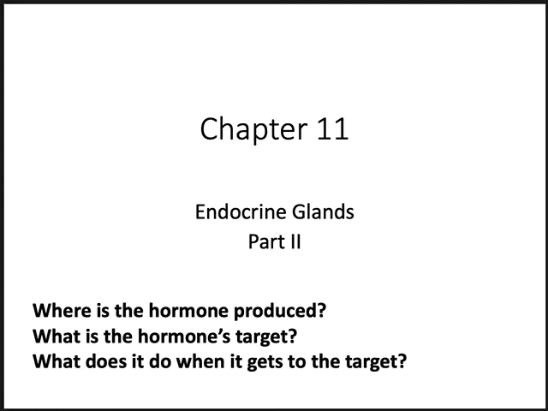Okay, so now we're going to finish chapter 11. We're going to talk about about 20 different hormones. You need to be able to tell me where it's produced, what's the target, and what happens when it gets to the target. What effect does it have on the organ?